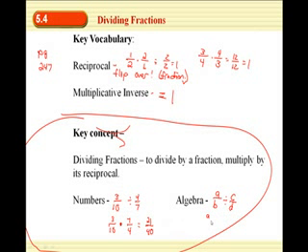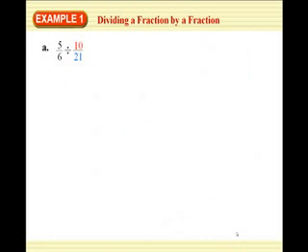Algebraically, A over B divided by C over D. Okay, first fraction stays the same. Change to multiplication, flip the second fraction over. A times D over B times C. And then it's done. So let's do some, and it will make sense as we go.